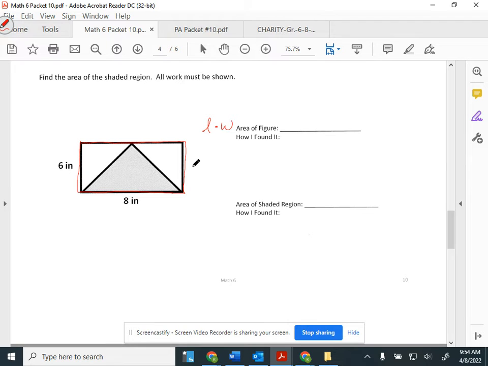Length times width. So you know the length and you know the width. Do the math. Show me the equation that you're doing. Okay? Show me what your equation is. Length times width. This is my shaded area. You couldn't really see it on my scan there, but that's the shaded area. What shape is that? It's a triangle. We need to find the area of that triangle.